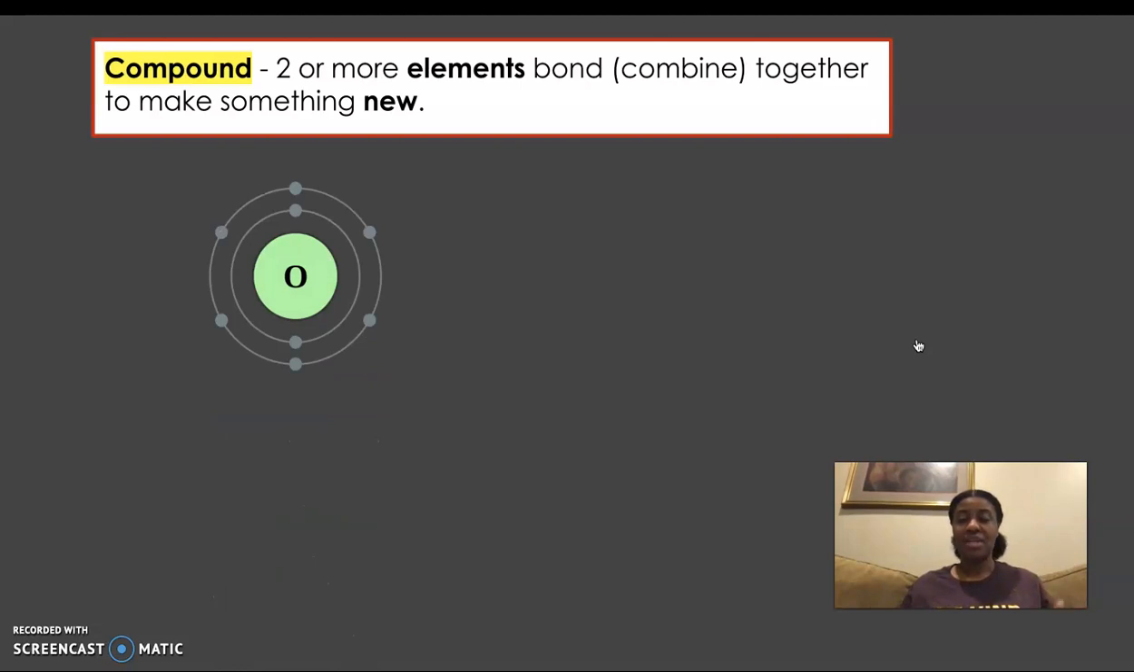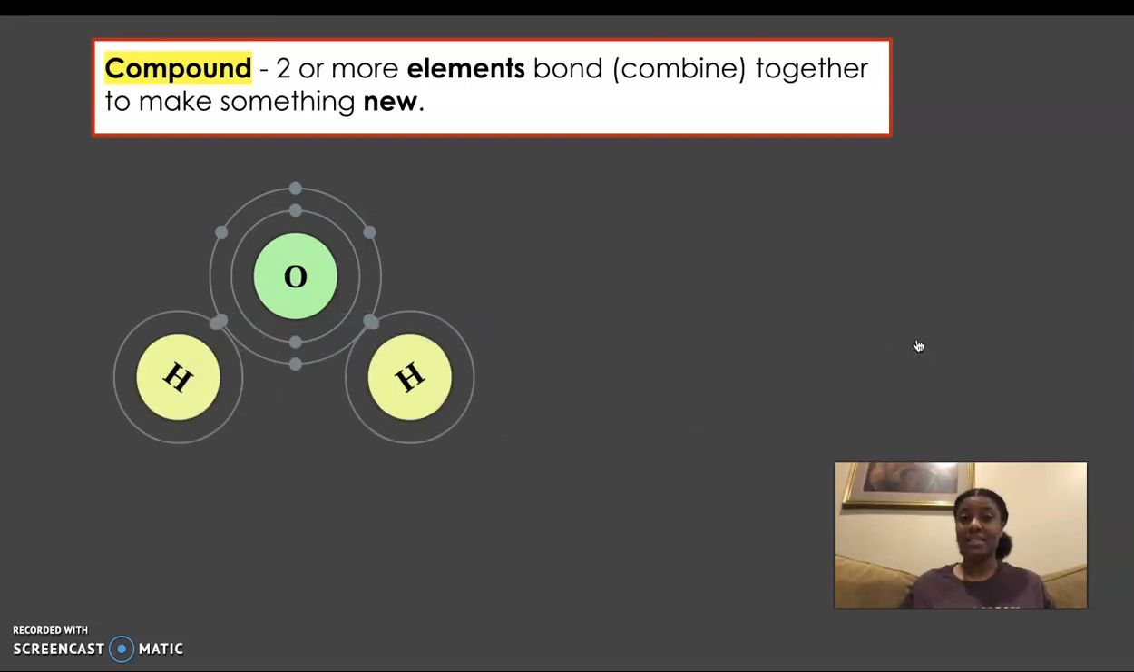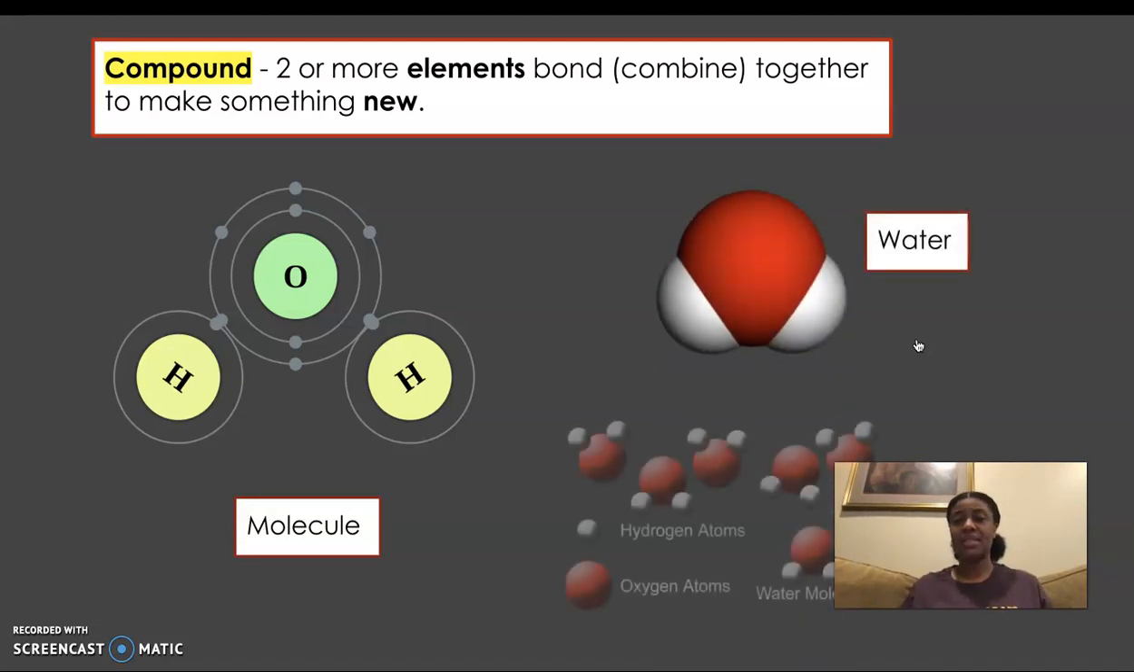So here I have an element. I have the oxygen element. Now, if I take two more elements, or one more element really, and I bond it to the oxygen, it is no longer an element. Now this is a compound. And it's the compound water. But also, when I make a compound, I don't call them atoms anymore. I don't call them by their individual names. I call it a molecule. So this is a water molecule. And you also see it represented like this.